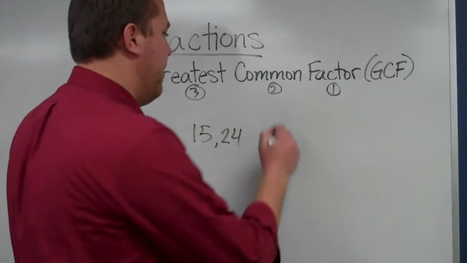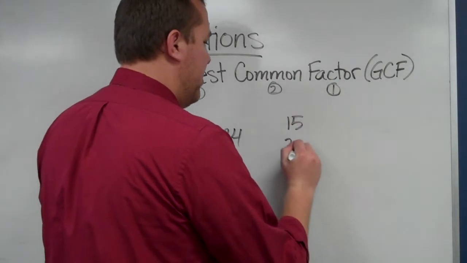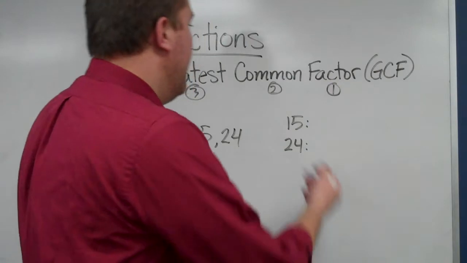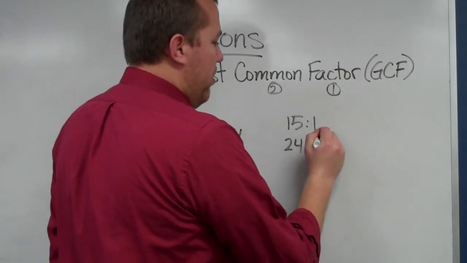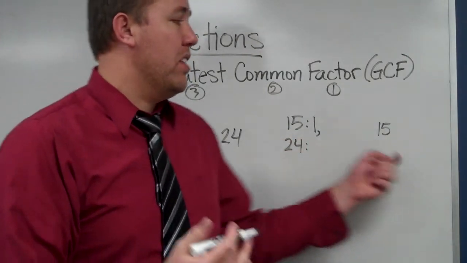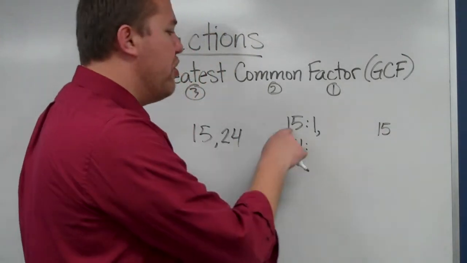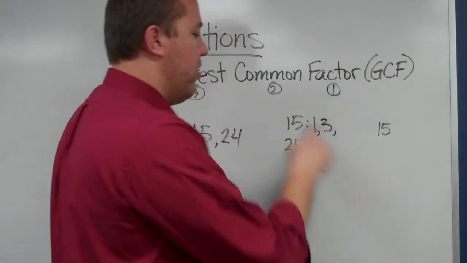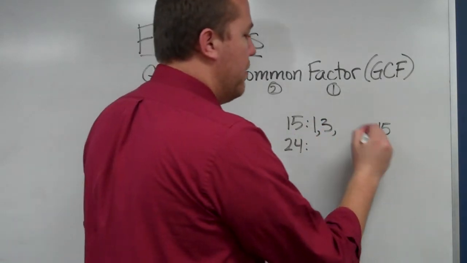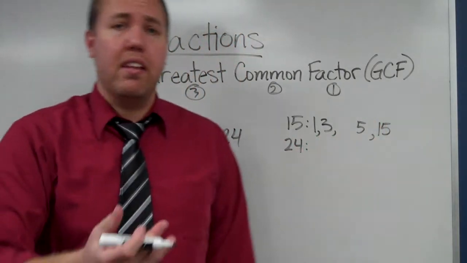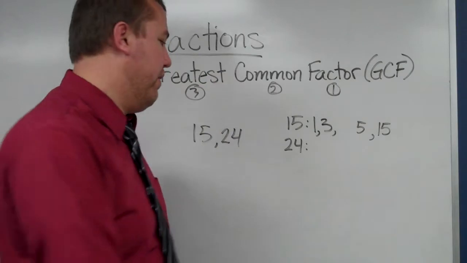First, we list the factors. So step 1 is listing factors. Factors are numbers that go into another number evenly. Okay. So we have 15. 1 goes into all whole numbers evenly, and 1 times 15 equals 15. 2 does not go into 15, however 3 does. 3 goes into 15 5 times, therefore 5 is also a factor. 4 doesn't go in, so I'm set. The factors of 15 are 1, 3, 5, and 15.